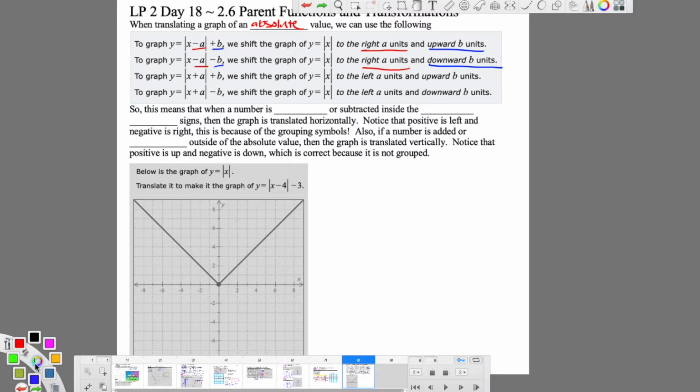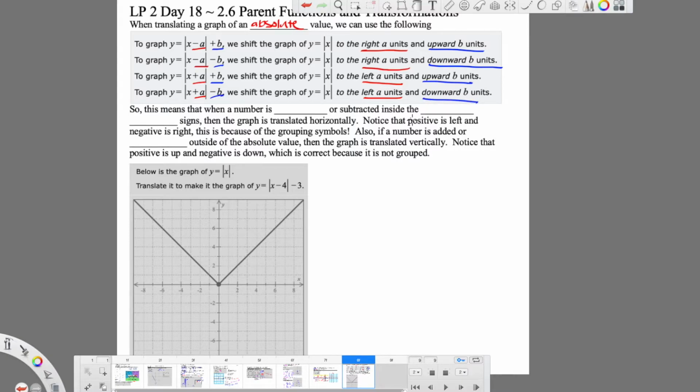Same thing when you're going down here. So now I have plus a, so we're going left a units, and then plus b, that's up because it's not in any grouping symbol, it's outside. So plus does mean up, and minus does mean down. So just be careful about that idea.